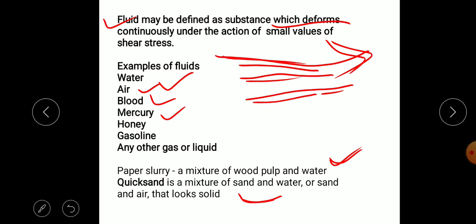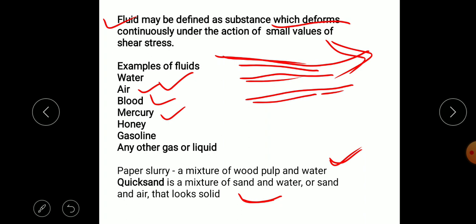Again, we are using refrigerators, fridges, in our day-to-day life. In that, the working medium is the refrigerant. So we have to know the properties of that fluid. Like this, there are a number of applications in which we are using fluids.